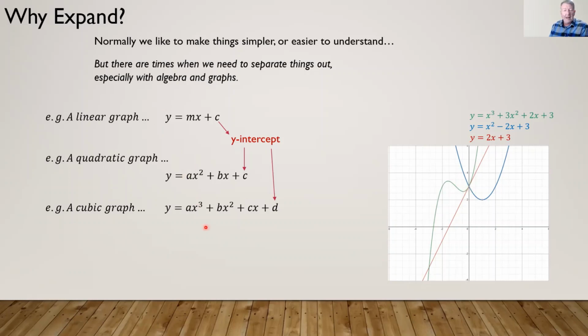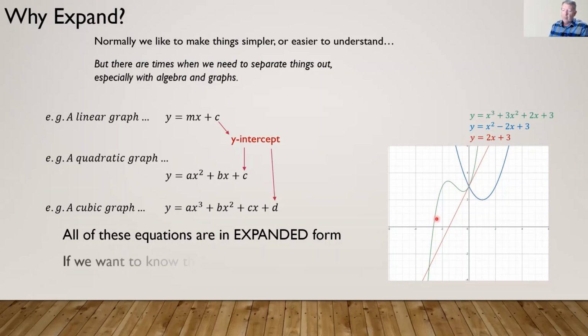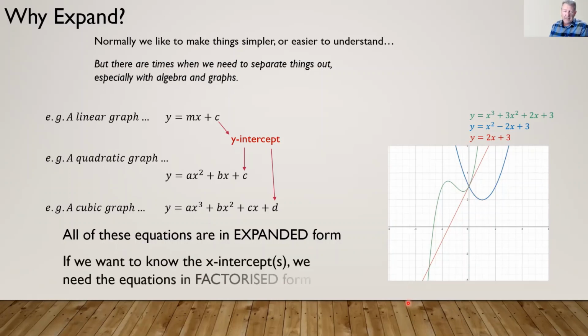Now, all these equations are in expanded form. If we wanted to know what the x-intercept was for that one, or not so much that one, that doesn't have any x-intercepts, but if we had a graph that came down through here and went back up through 3 there, then we would need to factorize those equations. So you can see you get important information out of both forms. You get the x-intercept if it's factorized, or you get the y-intercept or the c value or d if it is expanded. And that's just one example.